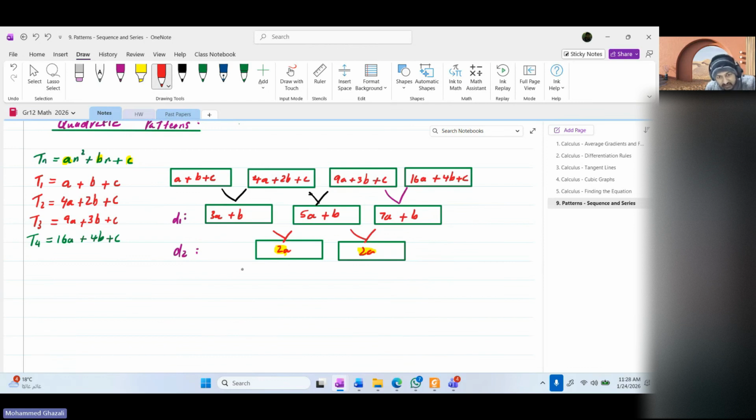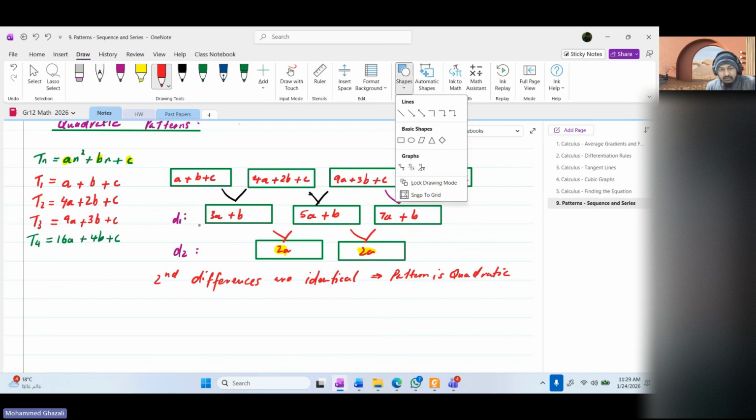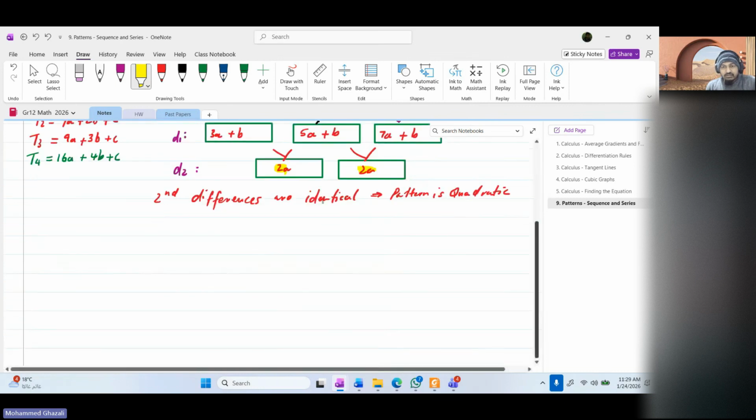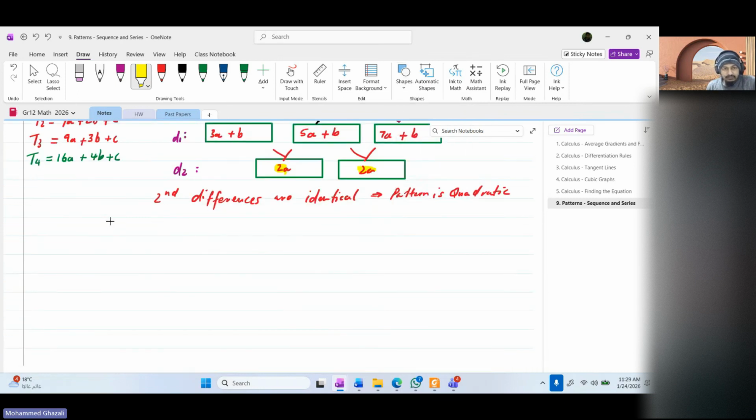So we can clearly notice that second differences are identical. This implies the pattern is quadratic. That's how you prove that the pattern is quadratic. Now, how do we solve for a, b, c? Do we have a way to solve for a, b, c? Yes, of course, because this is the difference 1 formula, this is the difference 2 formula, and this is term 1. So that's where the formulas come from.